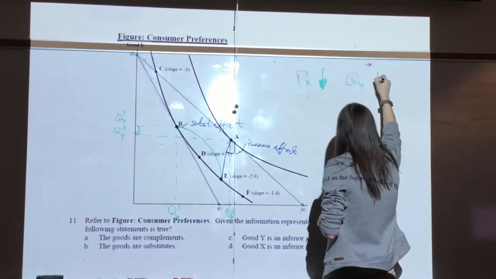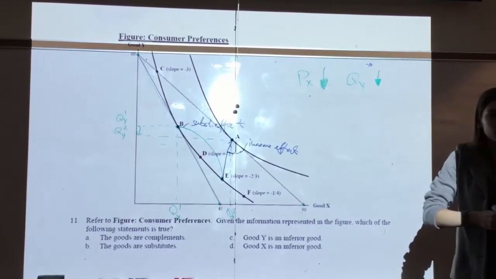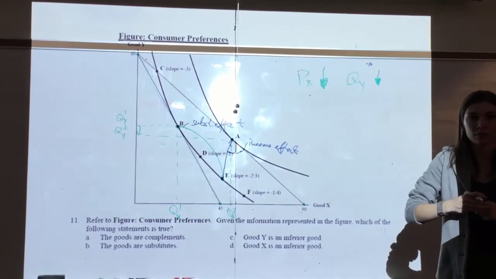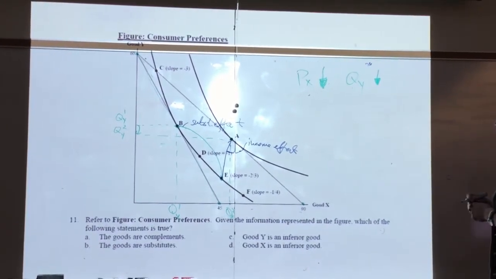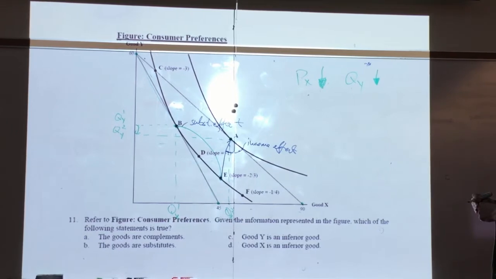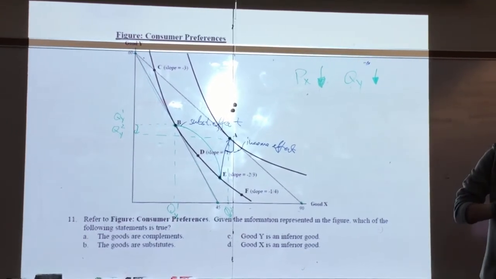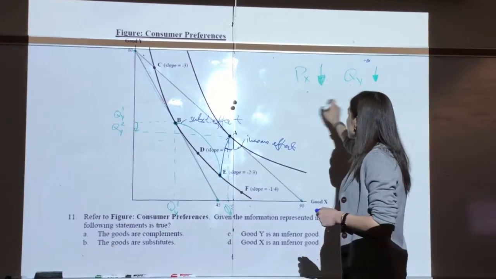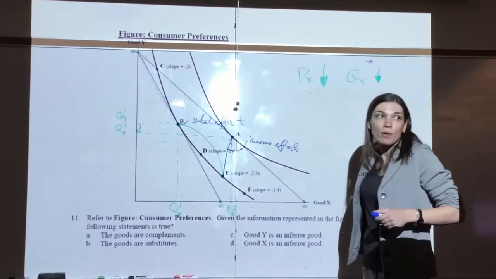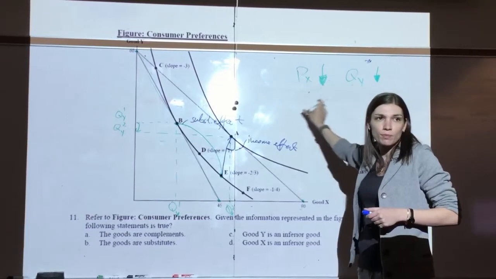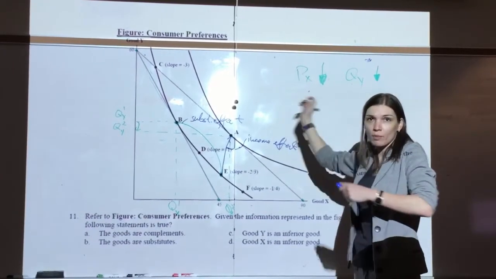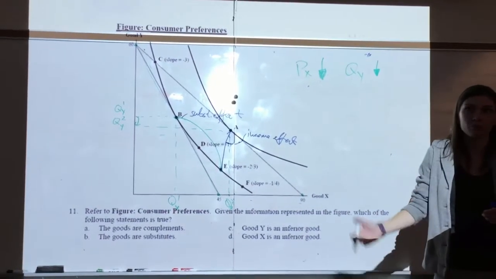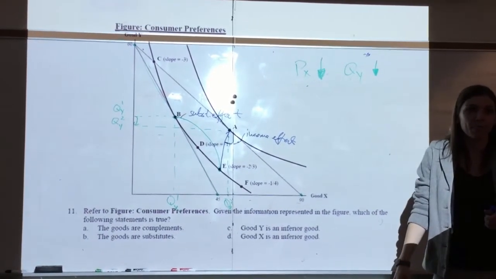So are they substitutes or complements? Substitutes. Price goes down, quantity goes down. Substitutes, right? Because it's cheaper now to buy X, so more people buy X, fewer people buy Y. If you think of Coke and Pepsi, if Pepsi is cheaper, then I'm going to buy more of it and less of the other. All right.